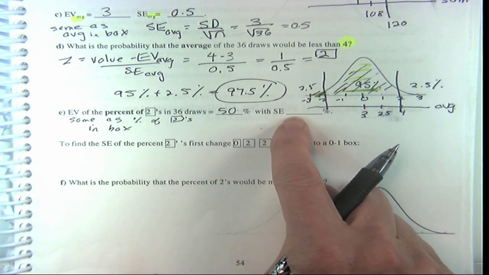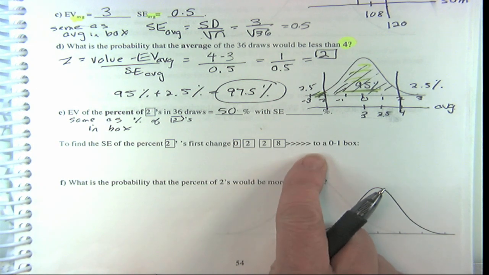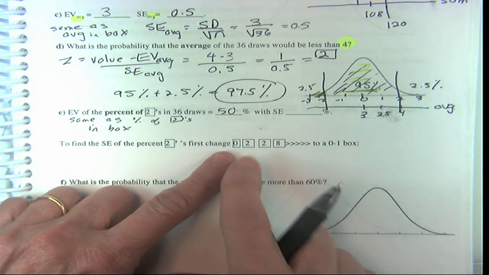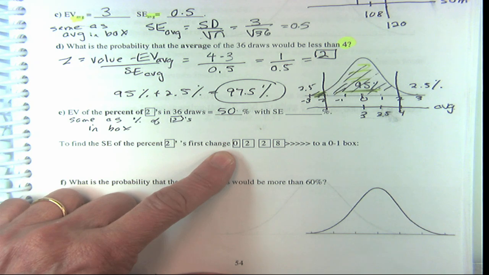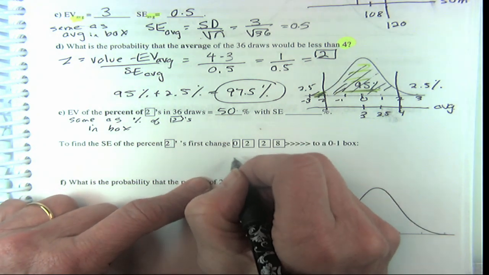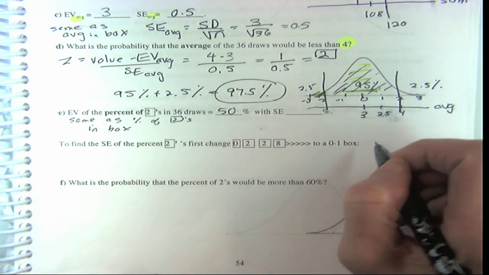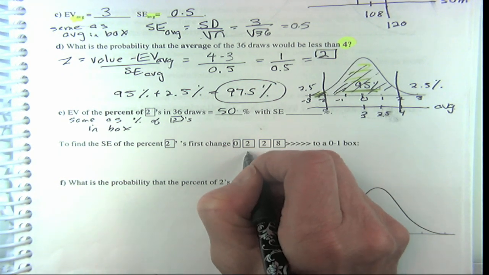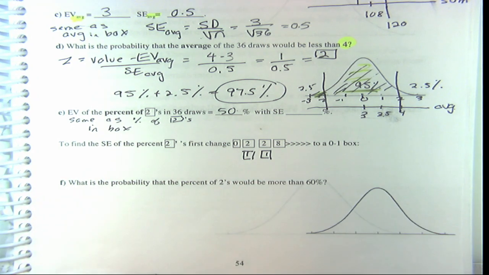But now for the standard error of the percent, how are we going to figure that out? Well, we can't use our old standard deviation. We have to change this. We're just counting whether something's a 2 or not. So we're going to change this to a box that's just 0's and 1's. So what would be the box? Well, if you get a 2, you count it as 1. But if you get anything else, you're going to count it as 0 2's.